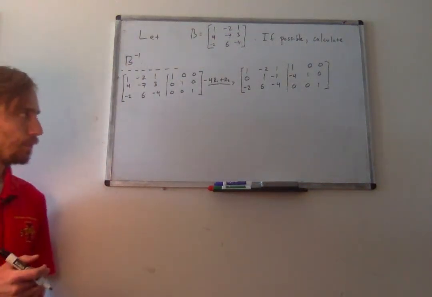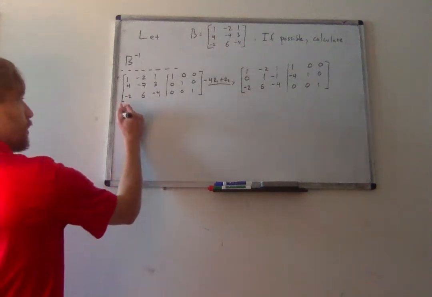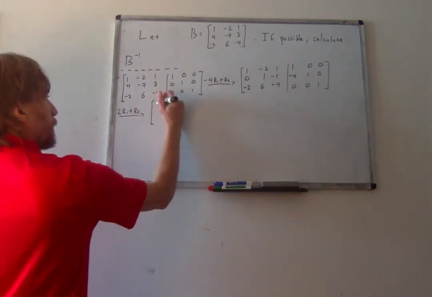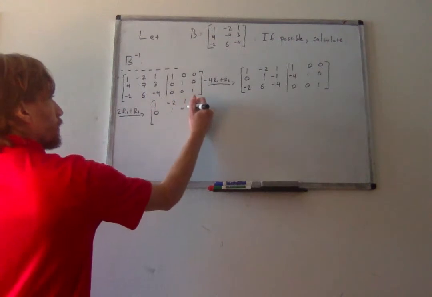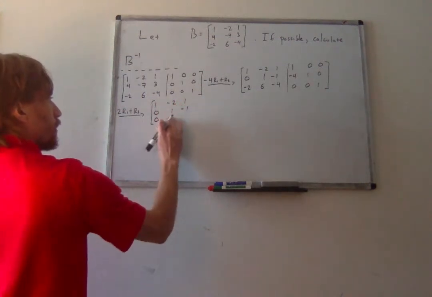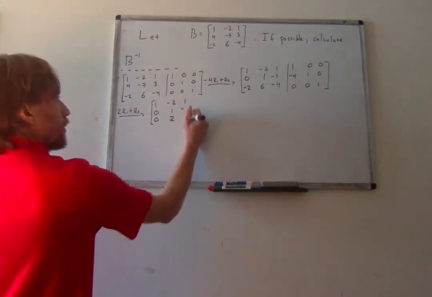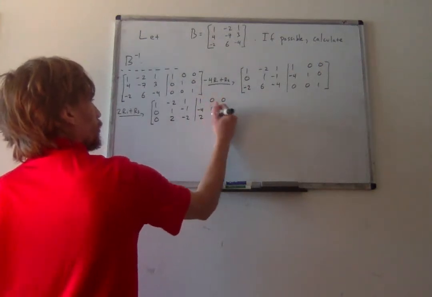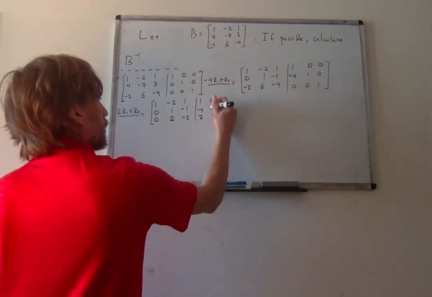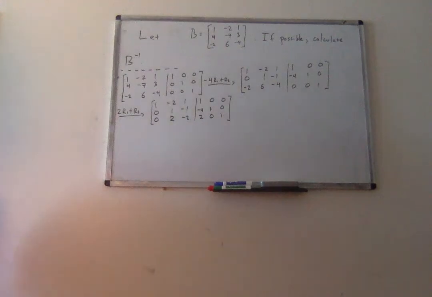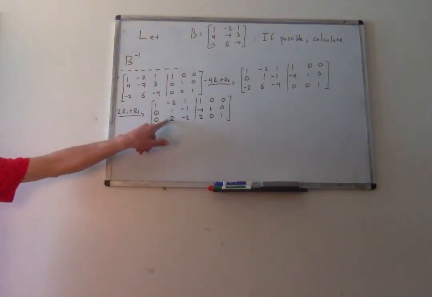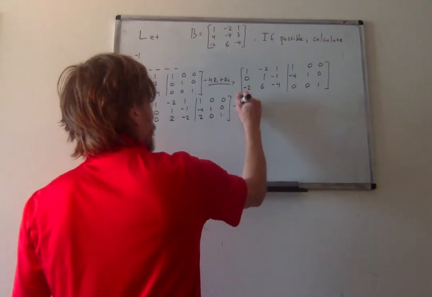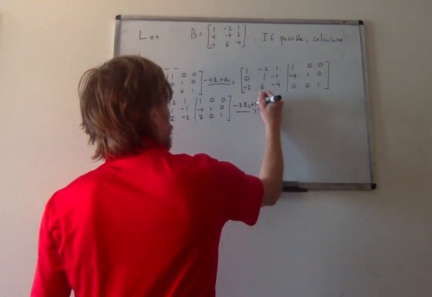So I'm just proceeding as normal. And next I'll do 2R1 plus R3. (0, 2, -2), and 1, 0, 0, -4, 1, 0, 2, 0, 1, sorry. And so now I can already kind of see that I'm going to get a row of all zeros, which will sort of end the process for us. So we're going to do -2 R2 plus R3.